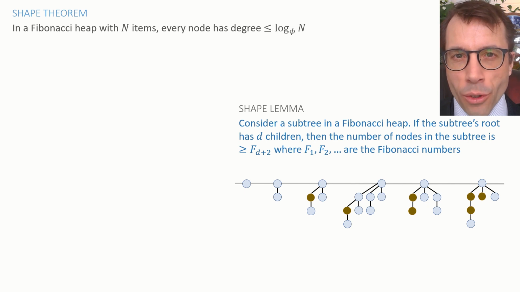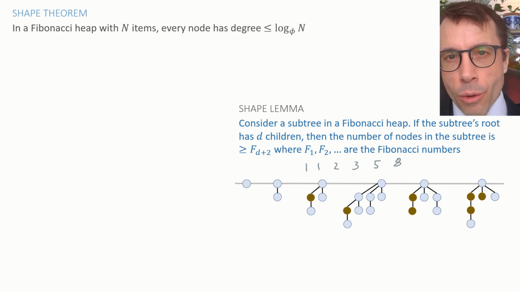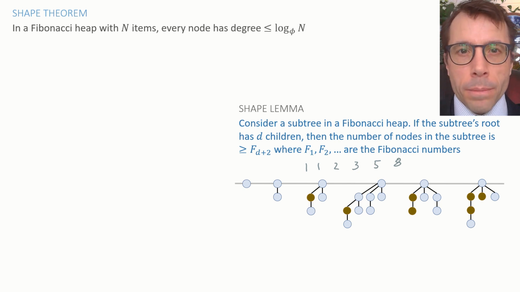Let's first just remind ourselves what the Fibonacci numbers are. F1 is 1, F2 is 1, and to get each successive element in the list, you add together the last two, so F3 is 2, F4 is 3, and so on. Let's just illustrate what the lemma is saying on this example heap here.